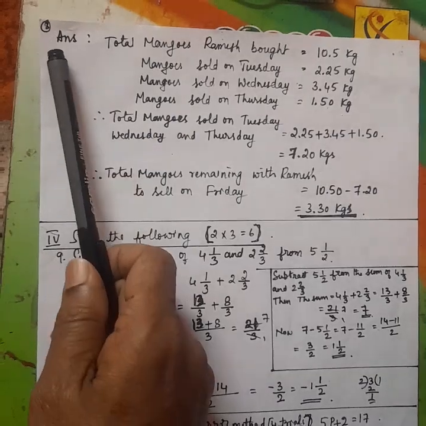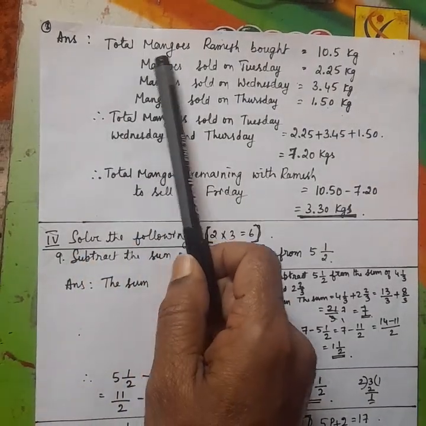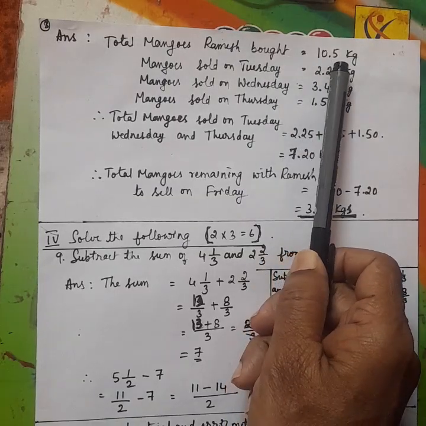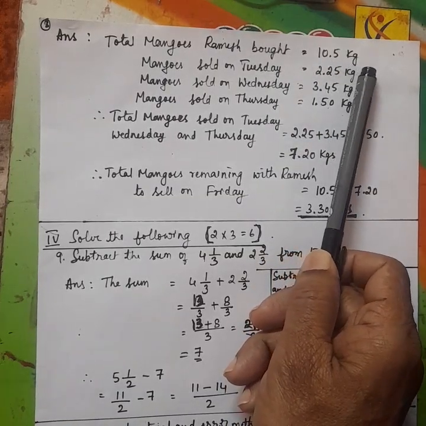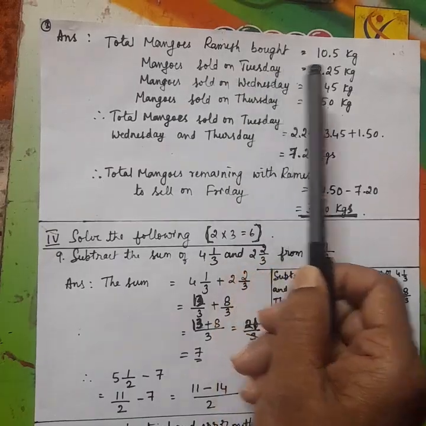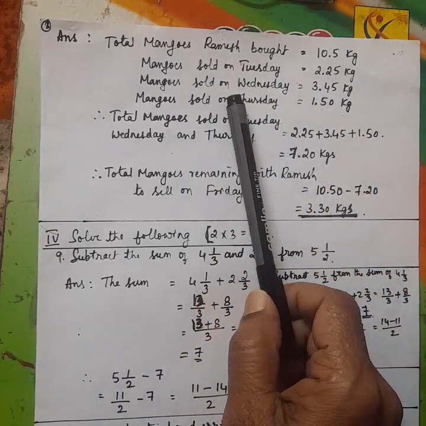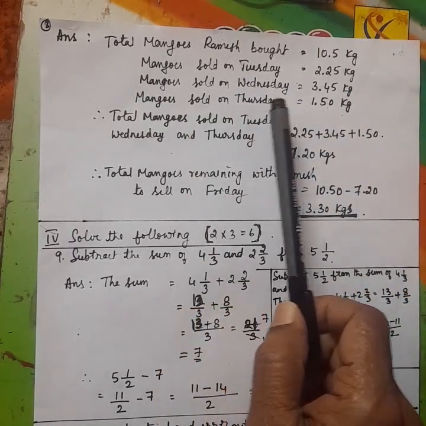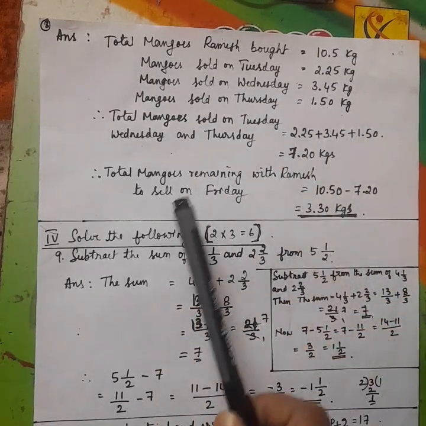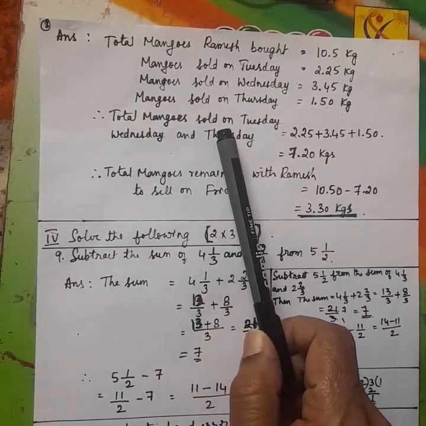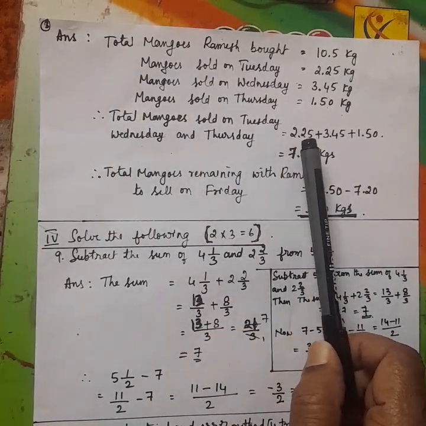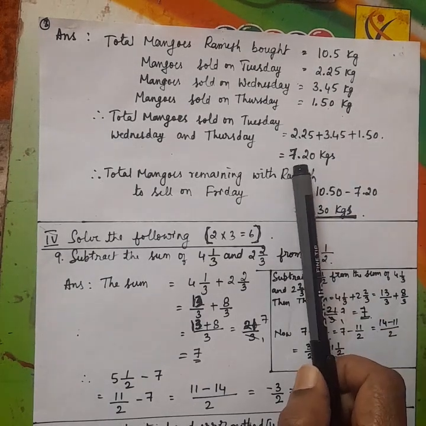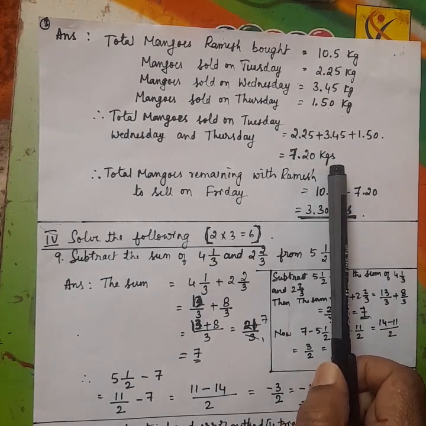Now write the answer. Total mangoes Ramesh bought is equal to 10.5 kgs. Mangoes sold on Tuesday is equal to 2.25 kgs. Mangoes sold on Wednesday is equal to 3.45 kgs. Mangoes sold on Thursday is equal to 1.5 kgs. So therefore total mangoes sold on Tuesday, Wednesday and Thursday is equal to 2.25 plus 3.45 plus 1.5. This comes to 7.2 kgs.